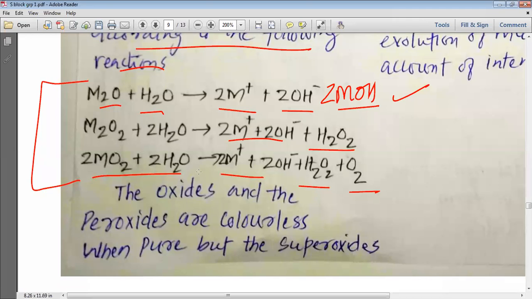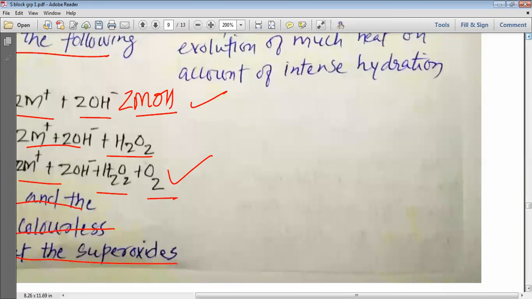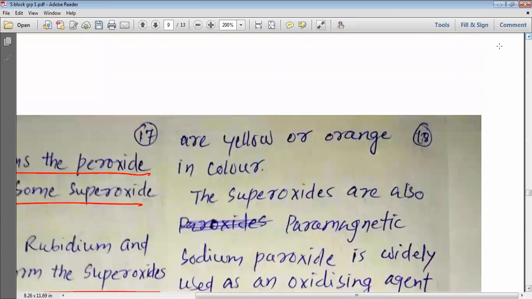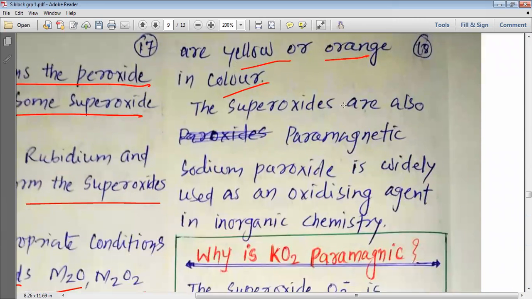When oxide reacts with water, it produces the hydroxides, hydrogen peroxide as well as oxygen. The oxides and the peroxides are colorless when pure, but superoxides are generally found a little bit colorful. Superoxides are yellow or orange in color. So, the superoxides of potassium, rubidium or cesium are either yellow or orange in color. Please remember that the superoxides of alkali metals are yellow in color.